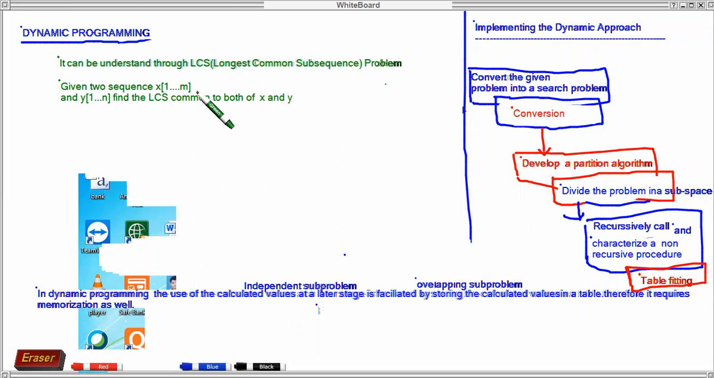Let us take a simple example to understand first, then we'll go for the algorithmic issues. Let x be a sequence. Let's say a, then b, we can say c, and d.